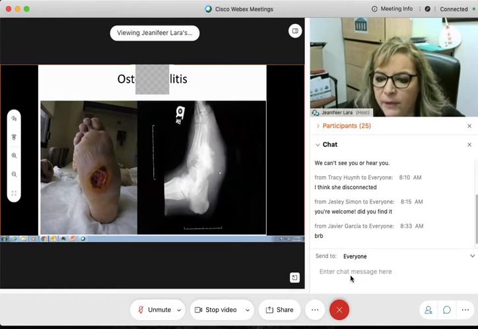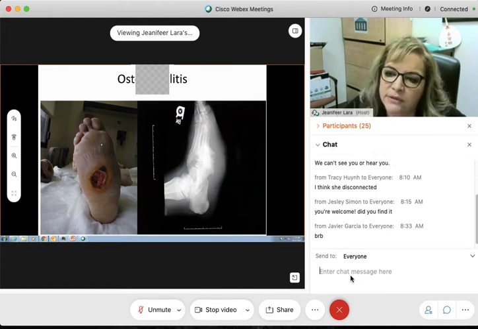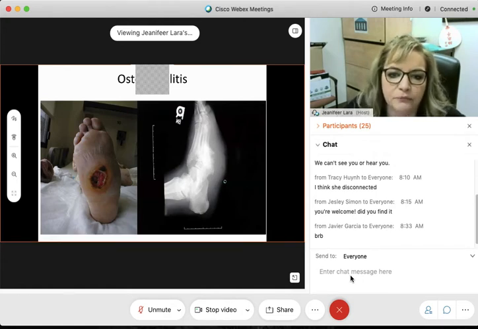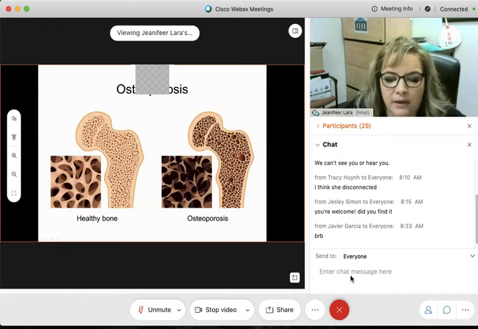And this is a lot. So this is something that you're just getting familiar with, but I wanted to show you this is the most common reason that we'll see osteomyelitis from. Okay. All right. Osteoporosis.